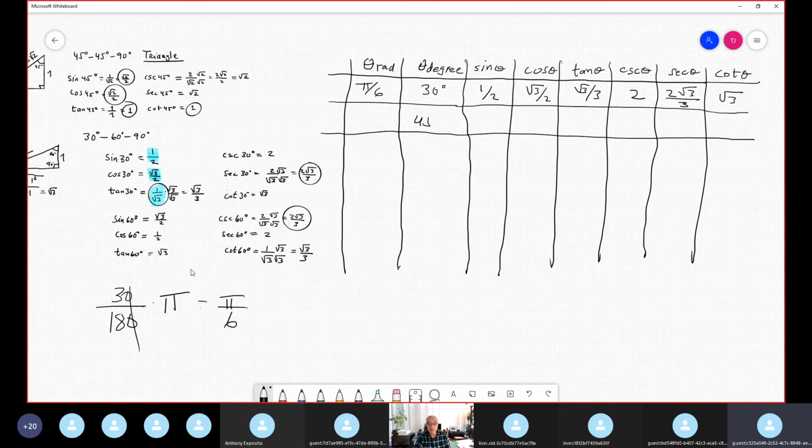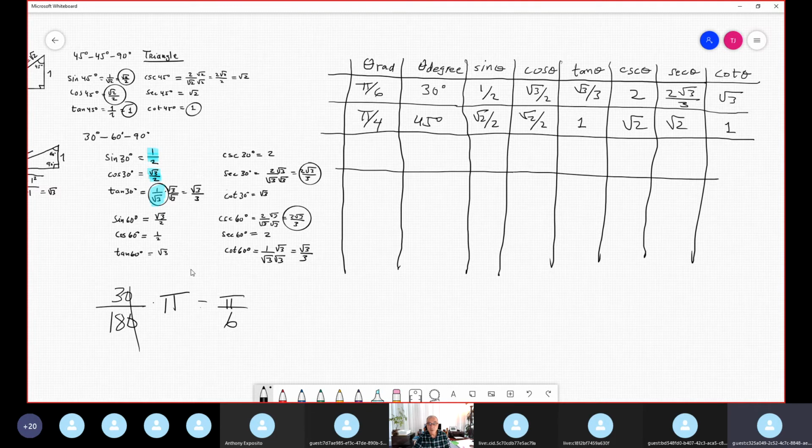45 degrees. 45 degrees expressed in radian is pi over 4. And sine of 45 degrees is radical 2 over 2. Cosine is exactly the same because it is an isosceles triangle. Tangent is 1. Cosecant is radical 2, this is radical 2 also, and this is 1. Easy, easy, easy.